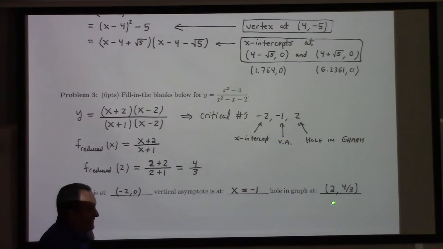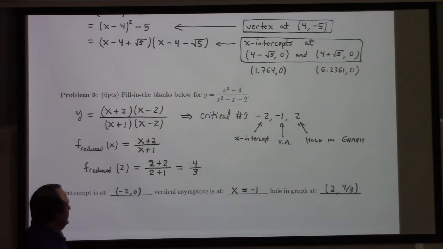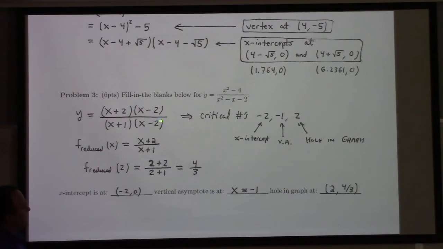We get the 4/3 by looking at the reduced function. So it's a hole in the graph because we've got x minus 2 upstairs and downstairs, right? And as such, the reduced function is x plus 2 over x plus 1, when I cancel these out. And then I plug 2 in, I get 2 plus 2 over 2 plus 1, which is 4 over 3. And that's why the hole in the graph is at 2 comma 4/3. All right.